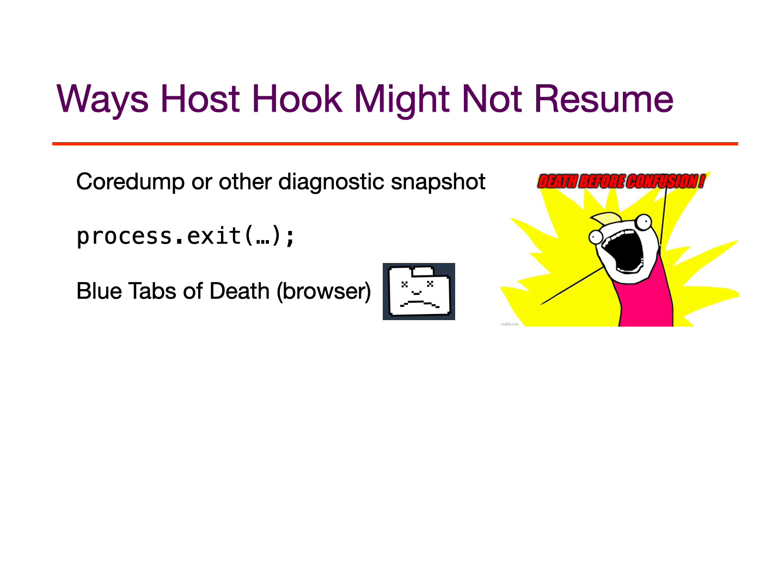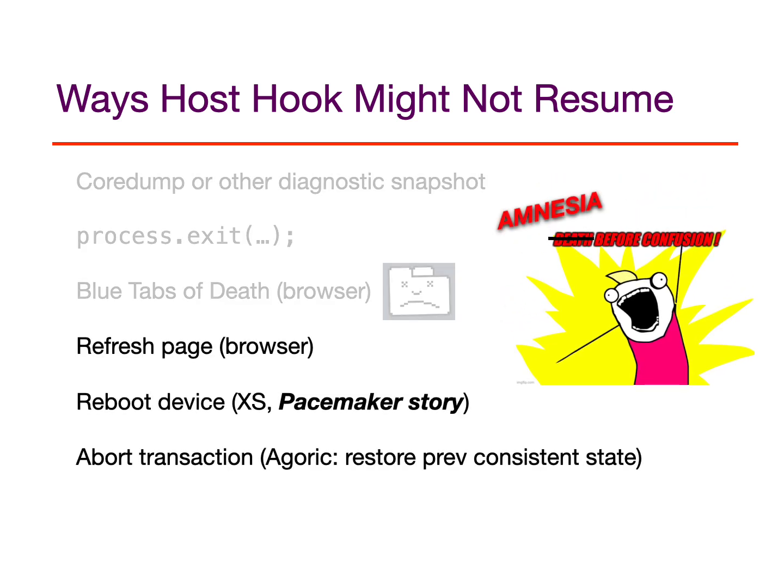But there's actually another way to not resume other than simply death. It's certainly the case that you can't resume by simply allowing computation to proceed forward, but one of the reasons why the browsers do the blue tab of death, preserving the URL in the URL bar, is to give the user the choice to just refresh the page. The host hook could conceivably just decide to refresh the page on its own, although I don't recommend it. I think giving it to the user as a choice is more sensible.